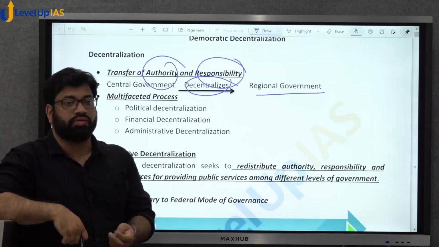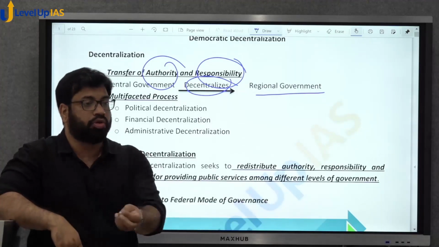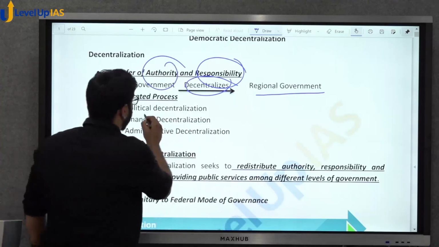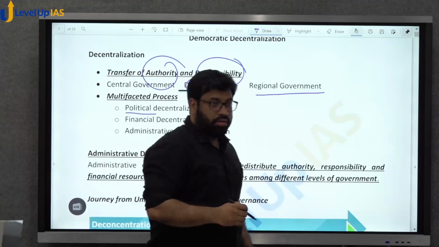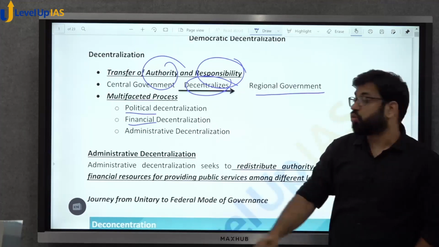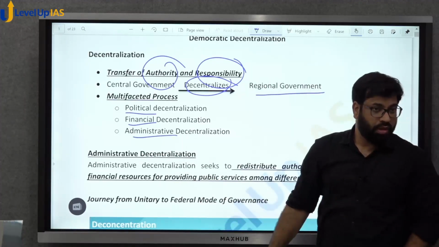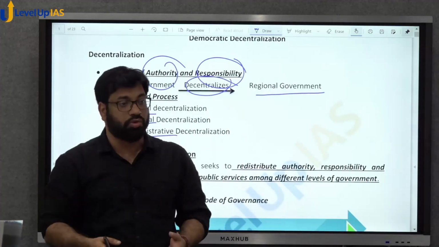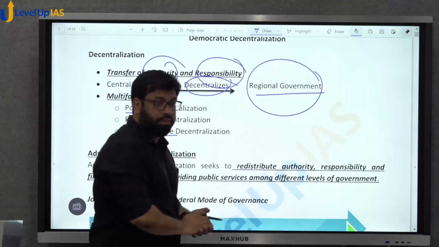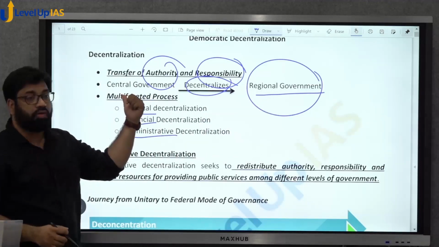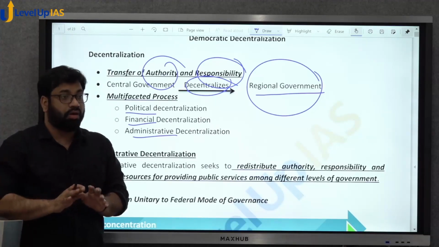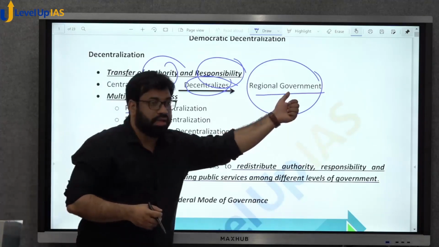Okay. Now, when you say decentralize, this is a very complex process. It is not just a transfer of some kind of a function from one body to another body. Rather, it is a multifaceted process. Multifaceted means it will include political decentralization. It will include financial decentralization. It will include administrative decentralization. Political decentralization means creation of political institutions who are capable of taking decisions at the regional government level. And they need not go to the central government to ask for a permission, like, should we do it? Should we take a decision? No. They are autonomous enough to take decision at regional government level.